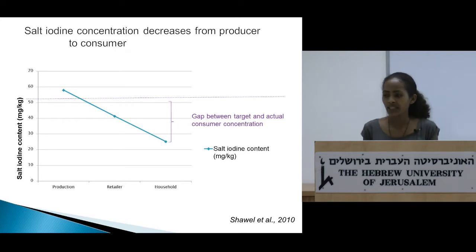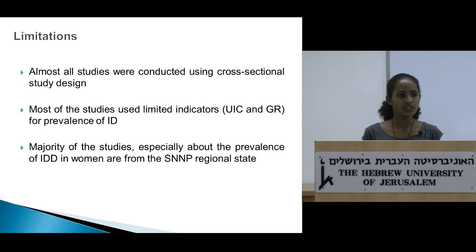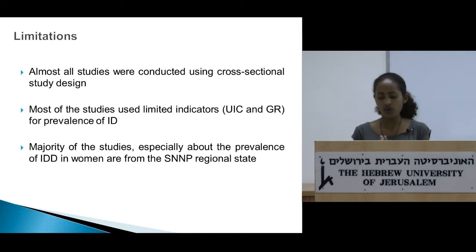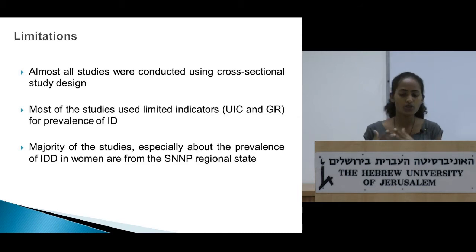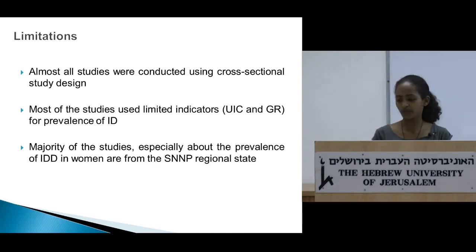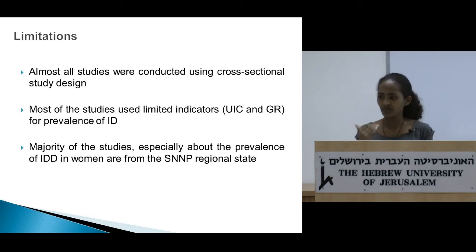So before that, I would like to mention some points which I have seen during the review. The first thing is almost all of the studies were using a cross-sectional design. Actually, a cross-sectional study is good because it's very cheap and easy. However, it's very susceptible to bias and different confounders, and also it's difficult to interpret associations.